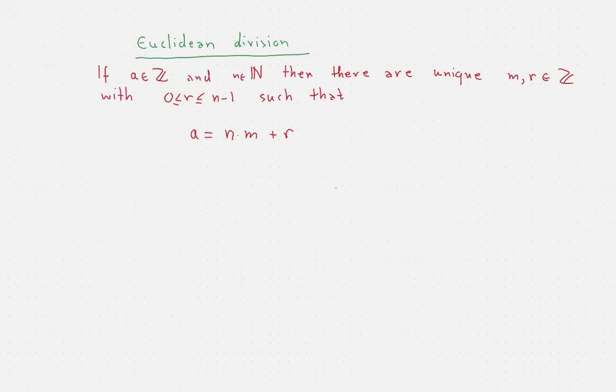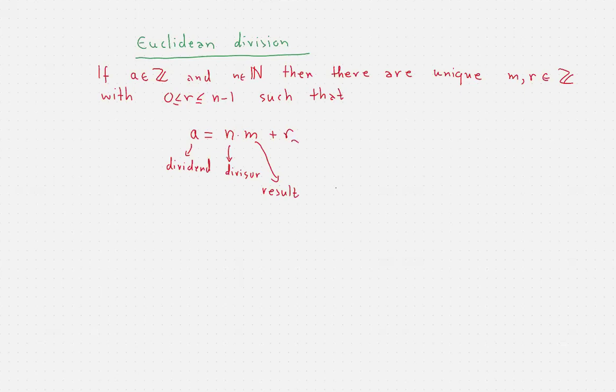In fact, this is the dividend. This is the divisor. Oops, I shouldn't forget the S. So this is the divisor. This is the result of the division, if you like. And this is the remainder, which in our theory, maybe it's the most important quantity.